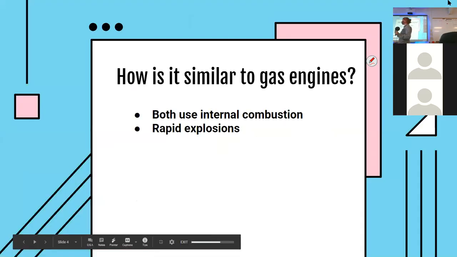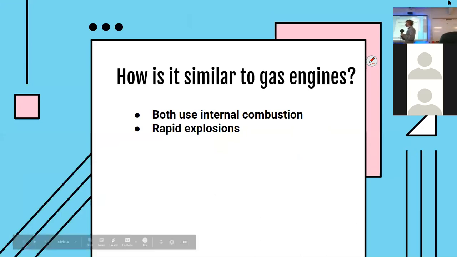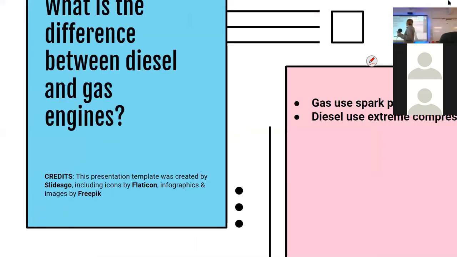So how is it similar to gas engines? It's similar because they both use internal combustion and rapid explosions, but it is different because, oh, can you not see that? Okay, well, gas uses spark plugs and diesel just uses extreme compression and heat. So a spark's not actually igniting anything, it's just the intense compression for diesel, but for gas, it's an actual spark.